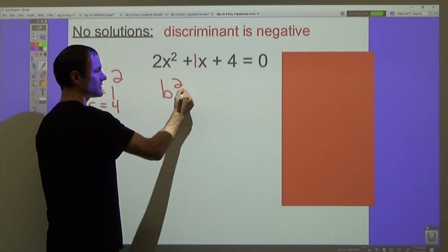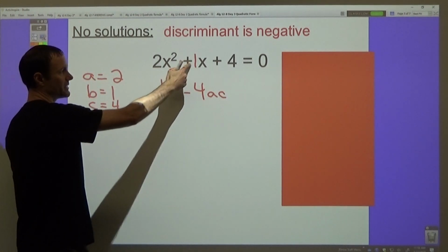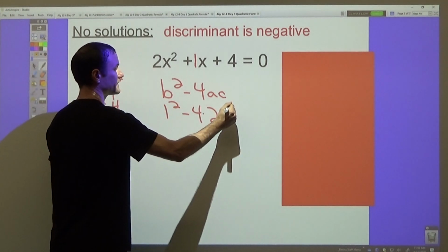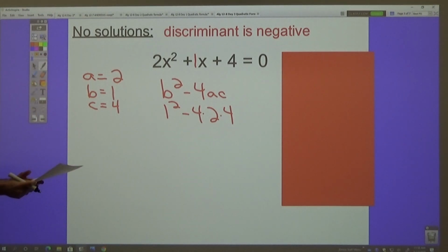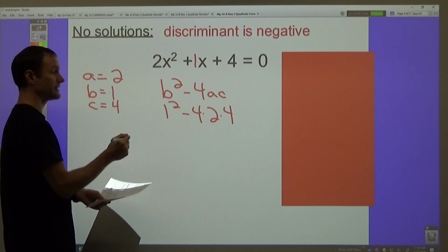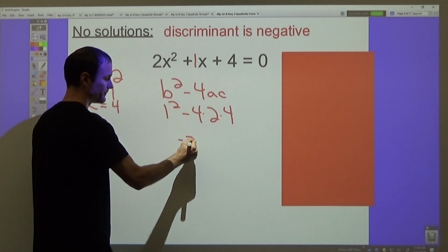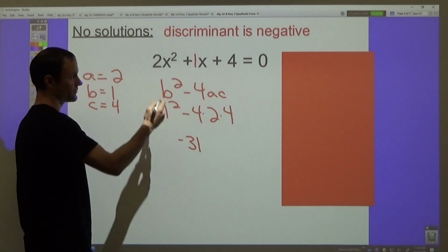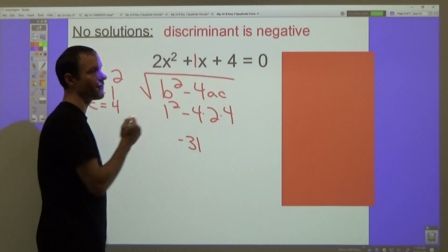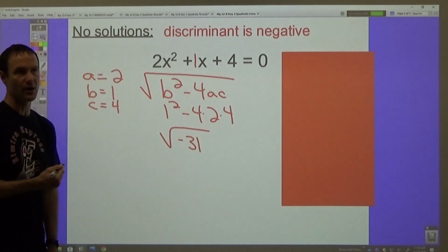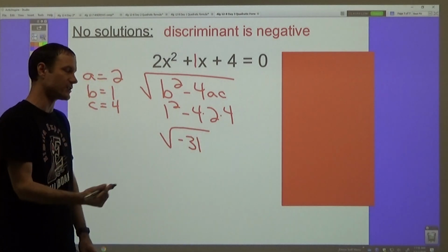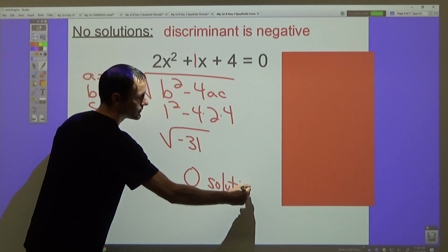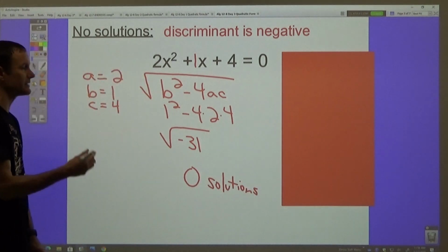So our formula is b squared minus 4ac. b squared is going to be 1 squared minus 4 times a times c. So 1 squared minus 4 times 2 times 4 ends up giving you a negative 31. Well, negative 31 is going to end up being no solution because remember, this is really the square root of all that, which would end up being the square root of negative 31, which you can't do. That's an imaginary number, so there are 0 solutions. And again, it's 0 solutions because it's a negative number.